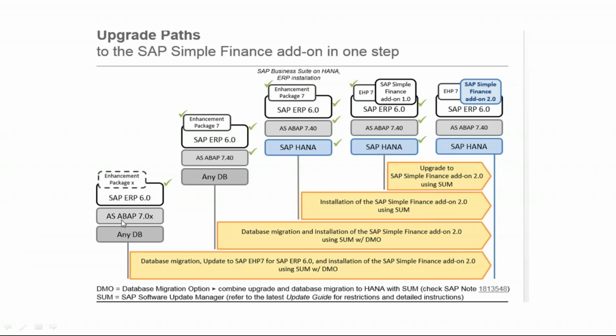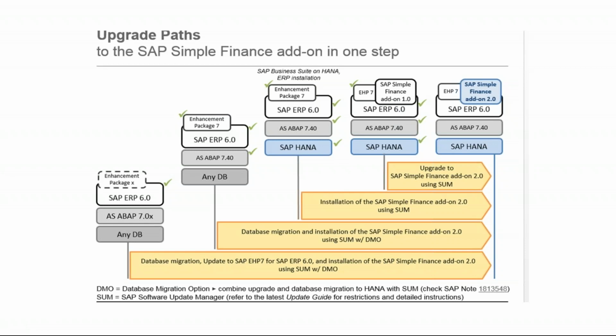If you are on any DB and any EHP package, you have to update to EHP 7 and then you can move to the HANA database. If you are already on the EHP 7 package, you can move to the HANA database at any point of time. Once you are on the HANA database, you can upgrade to Simple Finance, that is S4 HANA Finance, at any point of time. If you go and upgrade now, you are going for 1709, the most recent release.